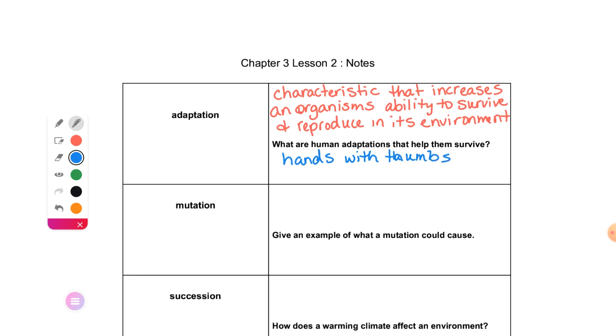Hands with thumbs. If we didn't have our thumbs, it would be really hard to do a lot of things. Just imagine writing, taking notes without a thumb. Okay, try and keep your thumb in. Well, you wouldn't have that thumb to hold it. You'd almost have to wrap it back here to pretend it's not there. Okay, but yeah, hands with thumbs is an adaptation of humans.